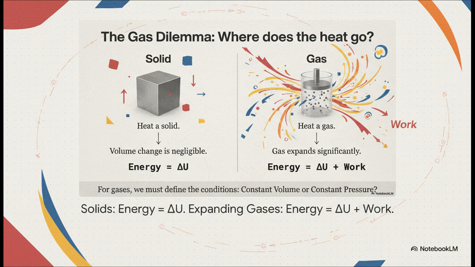When you heat a solid, all that energy you pump in just goes into increasing its internal energy, delta U, making its atoms wiggle faster. Simple. But when you heat a gas that's free to expand, the energy has to do two jobs at once. Part of it goes into internal energy, making the gas molecules zip around faster, but the other part has to do work on the outside world, pushing against the surroundings as it expands. This means we have to be way more specific and define the exact conditions we're using to heat the gas.